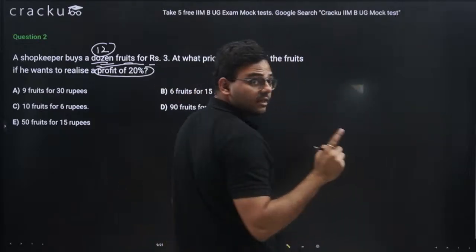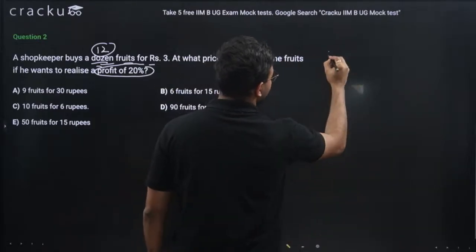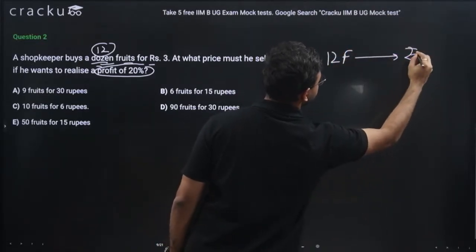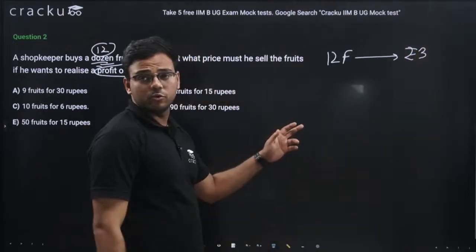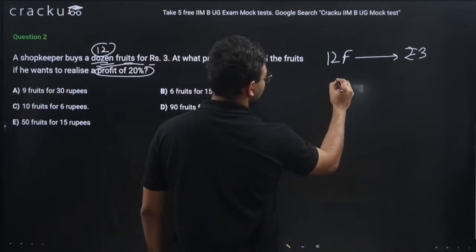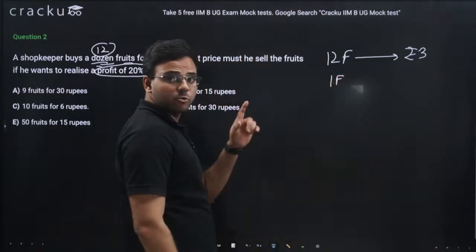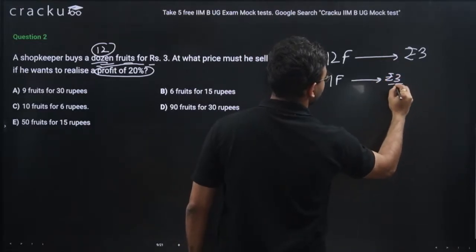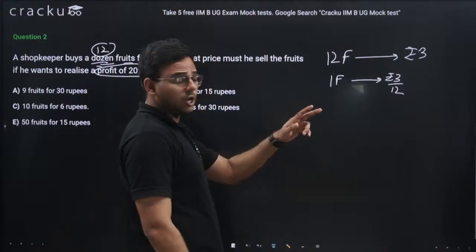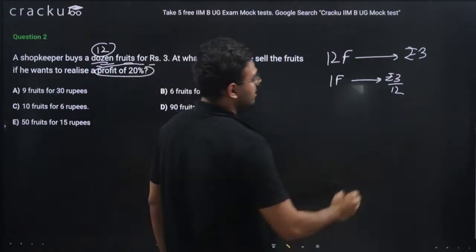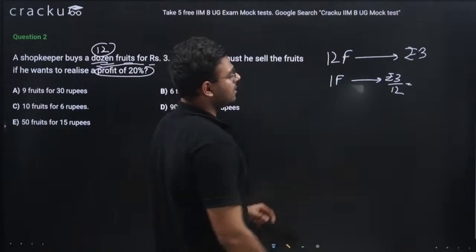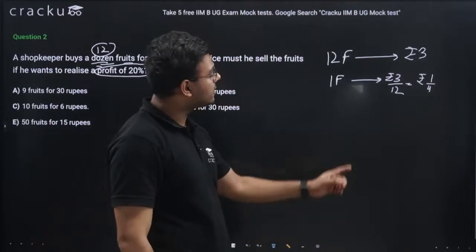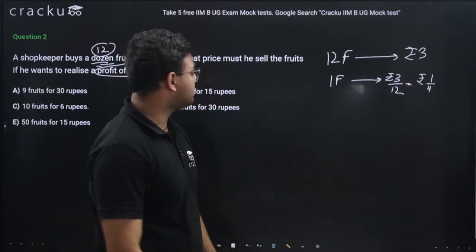A dozen contains 12 fruits, as I said. So he is getting 12 fruits for rupees 3. So the price of 12 fruits is rupees 3, so the price of one fruit will be rupees 3 by 12. It can be said that each fruit will be rupees 1 by 4. 3 by 12 is 1 by 4.